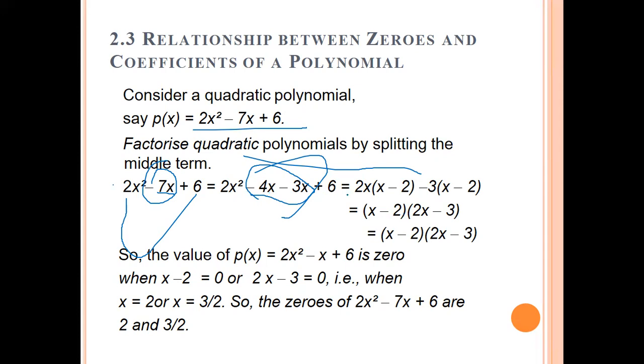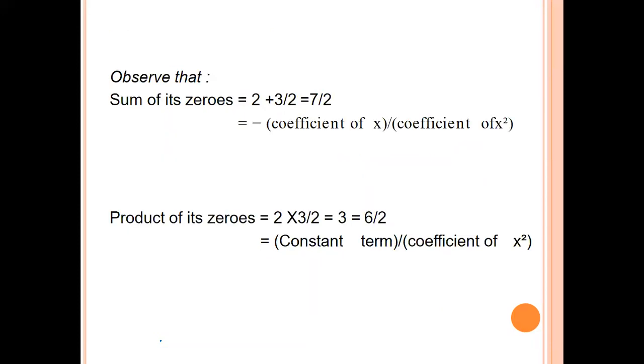From 2x² − 4x we take 2x common, and we are left with x − 2. From −3x + 6 we take −3 as common, and we are left with x − 2. Now we take (x − 2) common, and the other factor is (2x − 3). So the value of p(x) = 2x² − 7x + 6 is 0 when x − 2 = 0 or 2x − 3 = 0, that is when x = 2 or x = 3/2. So the zeros are 2 and 3/2.